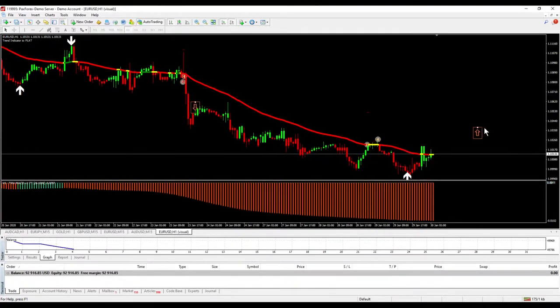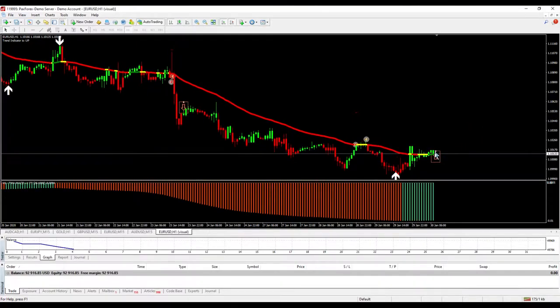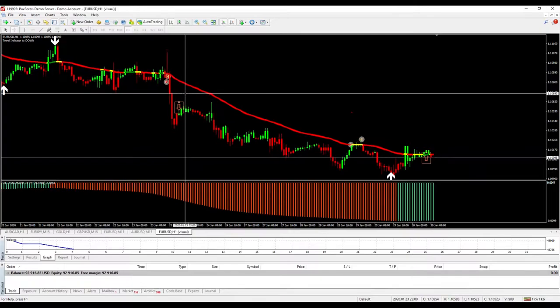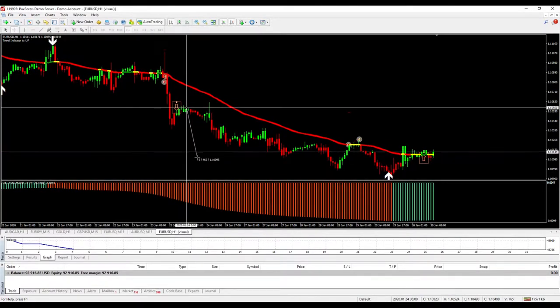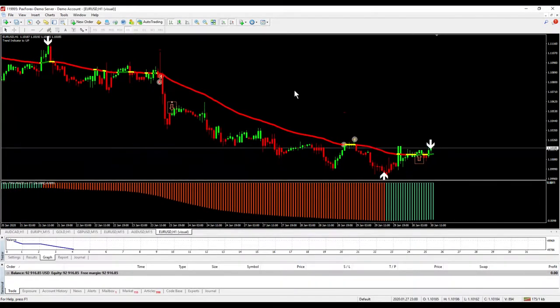Just waiting for the MACD to go green and get a push above the 20 moving average. There it is. That's our exit right there. So now you can see that we just made a trade from right about there to right about there. It's about 45 pips. That's a lot of money if you have a large enough account, and that's what it's all about.